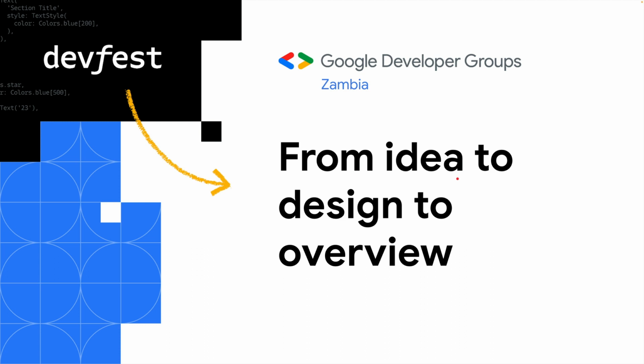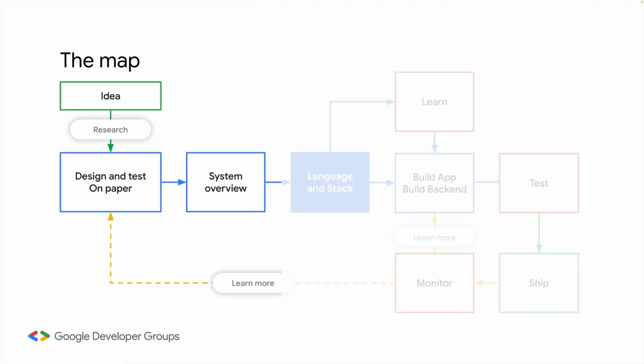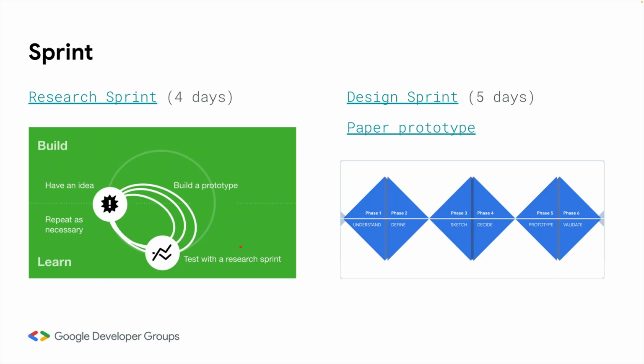So the first section is when you're moving from the idea that you have in your head, I want to build something, to what your design is and what your overview is. And that is in this section of the map that I've given you. So there are two kinds of processes that I could find that Google uses to do this exact step.